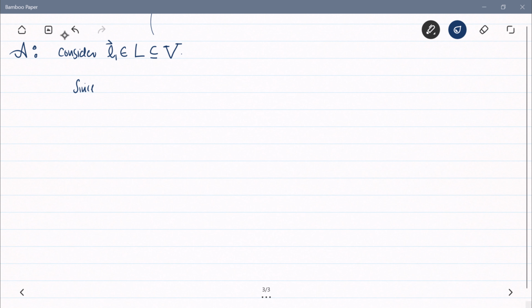Since the vector space V is spanned by S, and L1 is obviously contained in V, we should be able to represent L1 as a linear combination of the vectors in S. That is, all these things imply simply that L1 can be written as, let us say, C sub 1 S sub 1 plus dot dot dot C sub n S sub n.